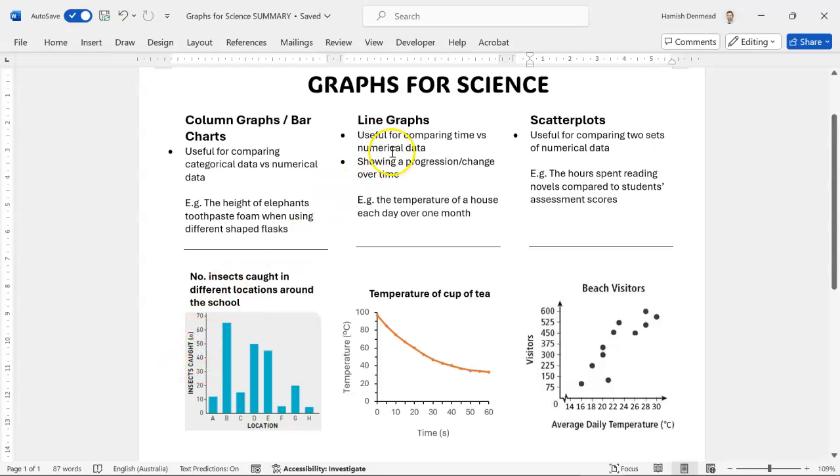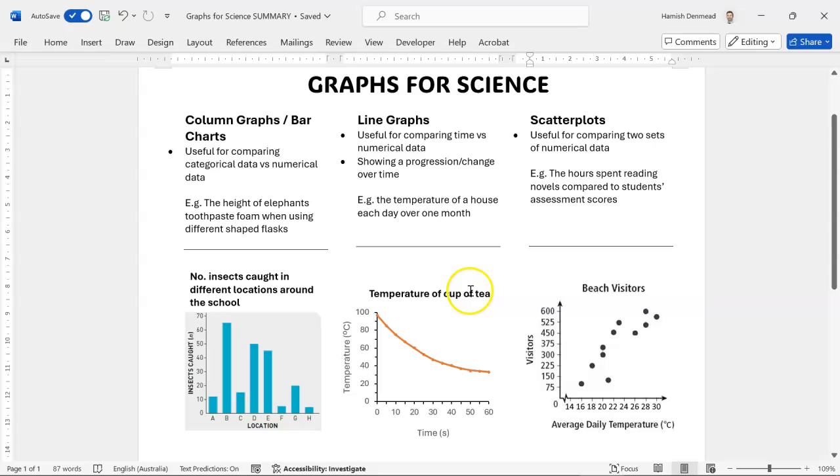Okay, line graphs are the next type. Really useful because they can show a progression or a change over time. So they're always used to compare time against some other numerical data that you've taken. An example might be if you measure the temperature of your house each day for 1 month. And the key feature of line graphs is time is always on the x-axis.